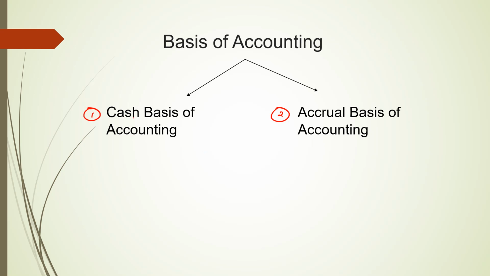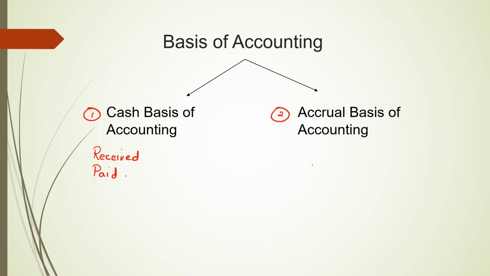The first basis is cash basis of accounting. From the term, you know that it is on the basis of cash. So whatever has been received during the year or whatever has been paid during the year, that is the basis on which the accounting is done. So all the transactions which are recorded are based on what is received or what has been paid.